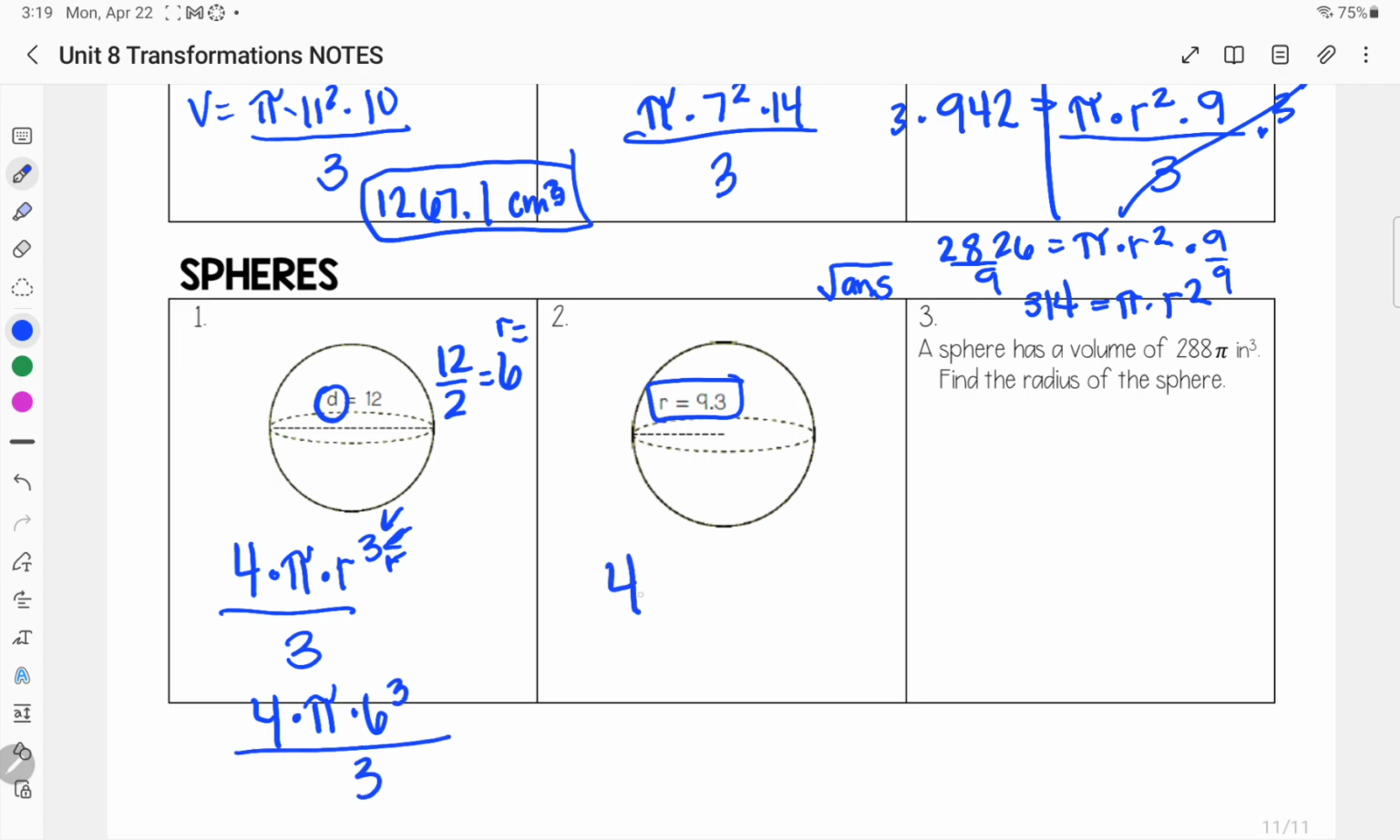On this one, I have 4 times radius cubed times pi. I put that backward, but it doesn't matter. That will come out the same, divided by 3.